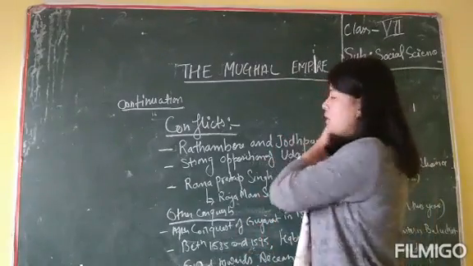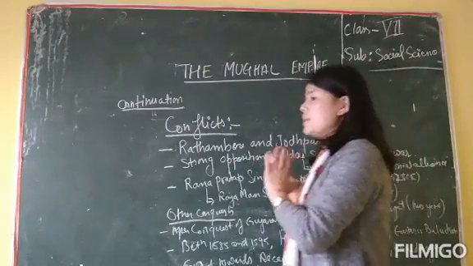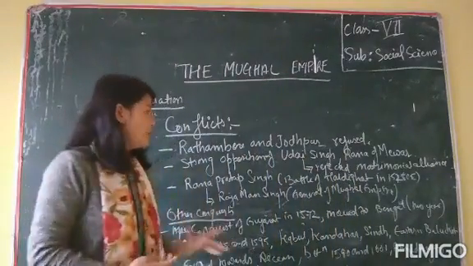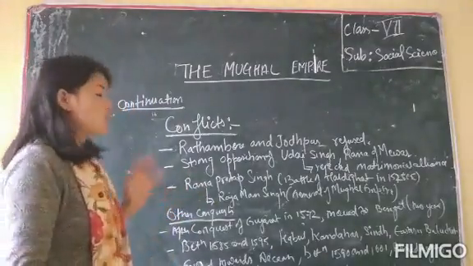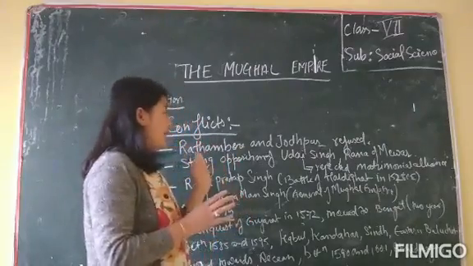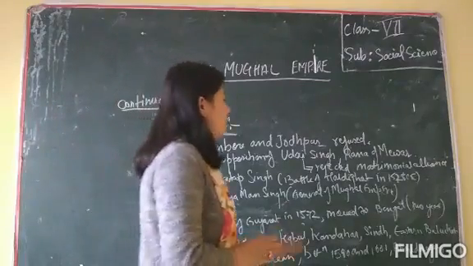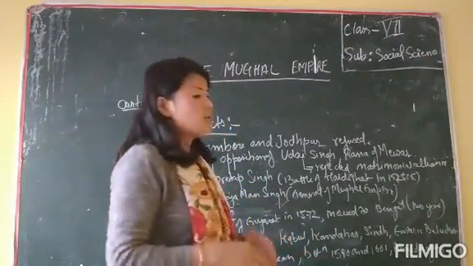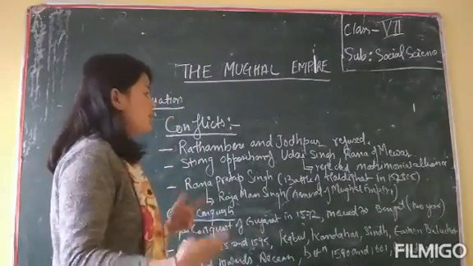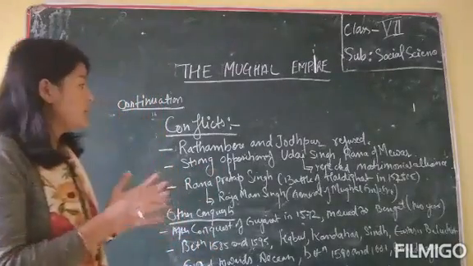Some of the states like Ranthambore and Jodhpur did not accept any alliance put forward by Akbar. They refused the proposal. Then a strong opposition faced by Akbar was Uday Singh, the Rana of Mewar. He also rejected Akbar's matrimonial policies. Then there was a battle between Uday Singh and Akbar.